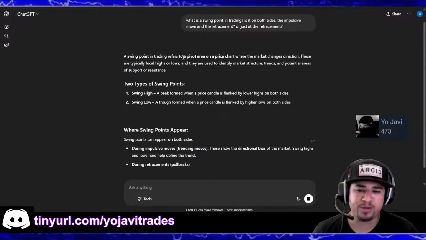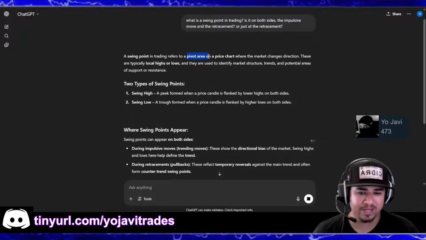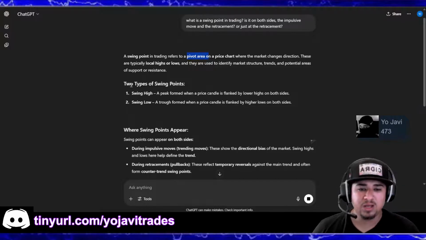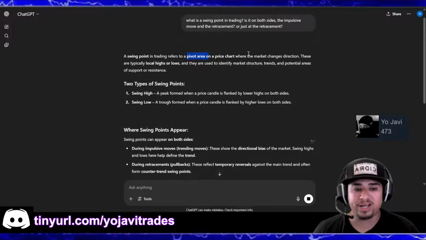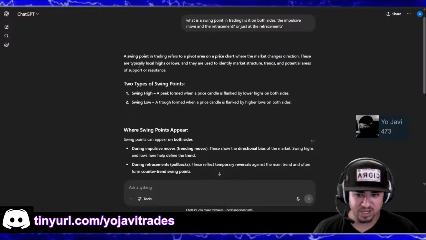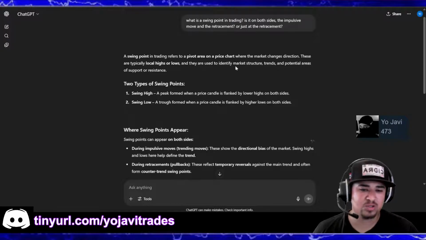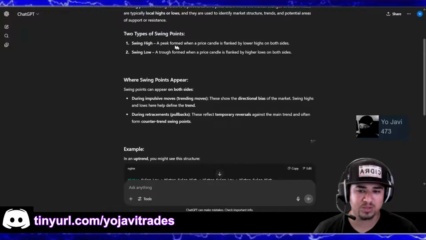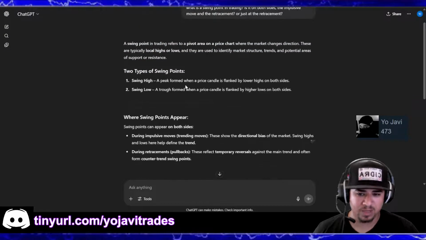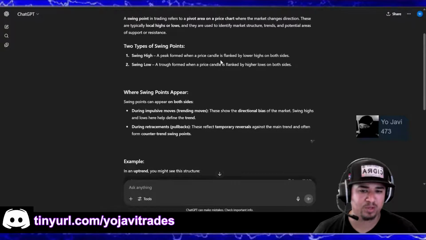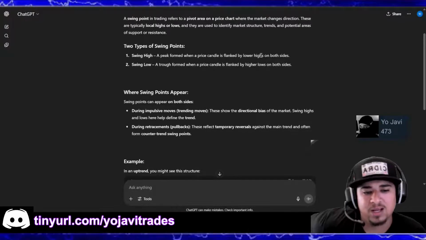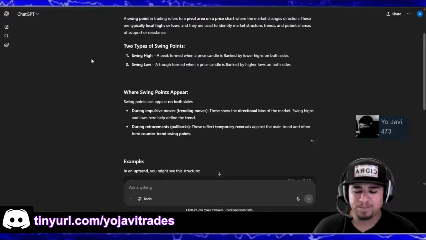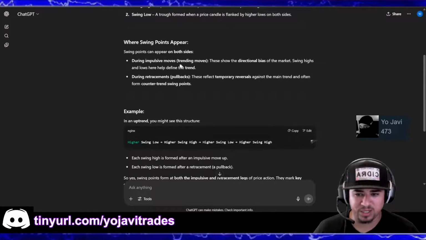Okay, a swing point in trading refers to a pivot area, where the market changes direction on a price chart. These are typically local highs or lows, and they are used to identify market structure, trends, and potential areas of support and resistance. So you have a swing high and a swing low. A peak forms when a price candle is flanked by lower highs on both sides. Those are the swing highs and swing lows.